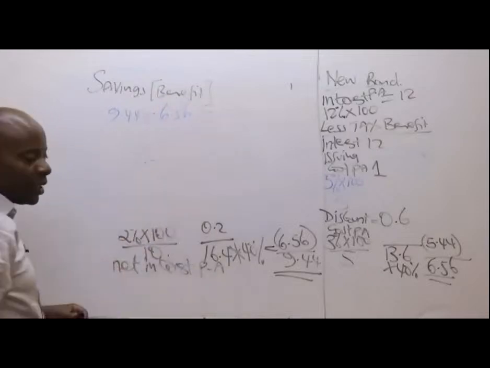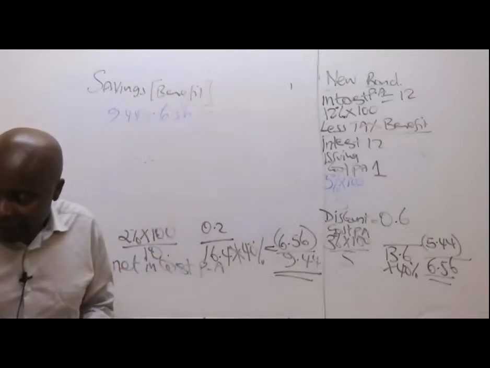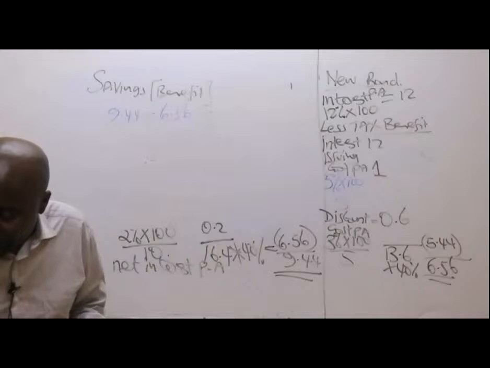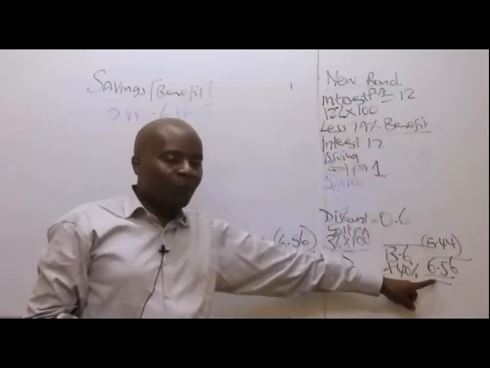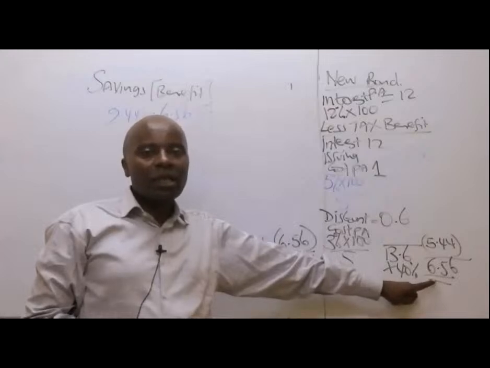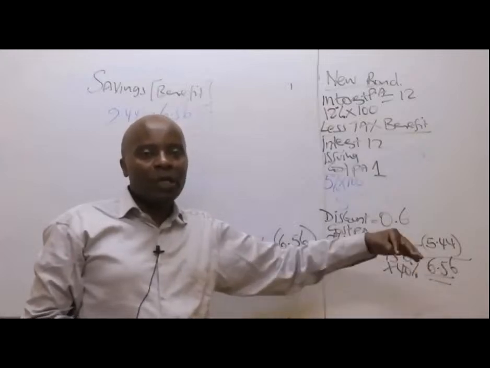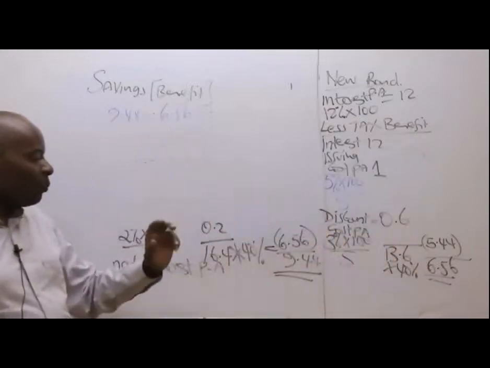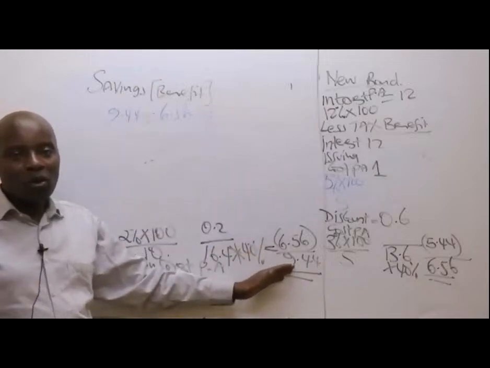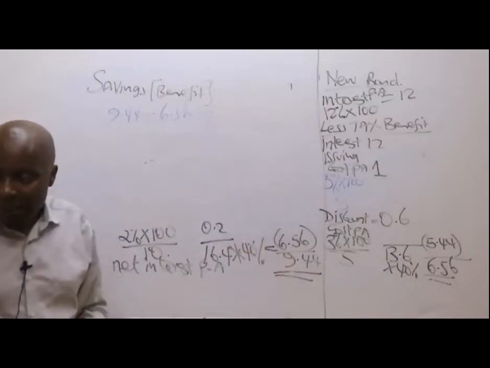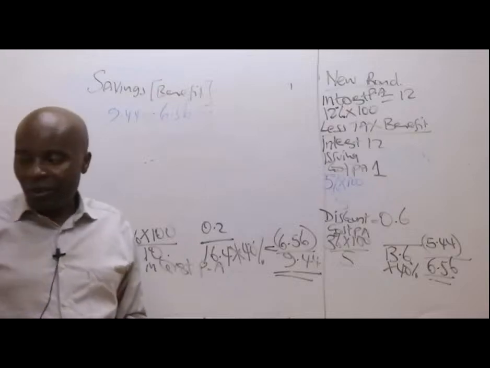Could you kindly give us an answer? Why am I picking the new bond? Because the net interest payable here is lower. I'll be paying only 6.56 as compared to the old. You can see the old bond, I'm paying more. I hope I've answered your question.